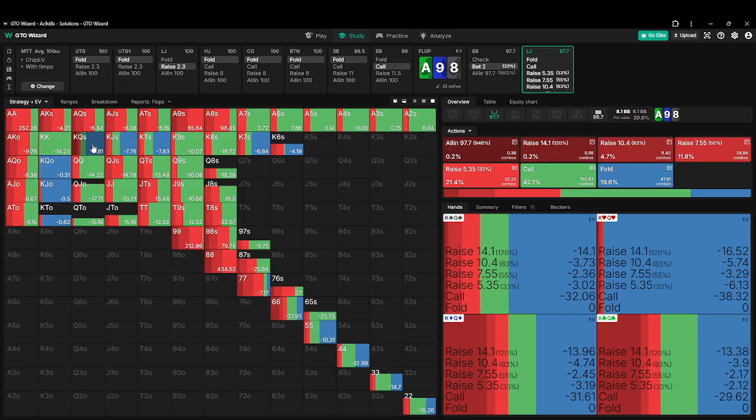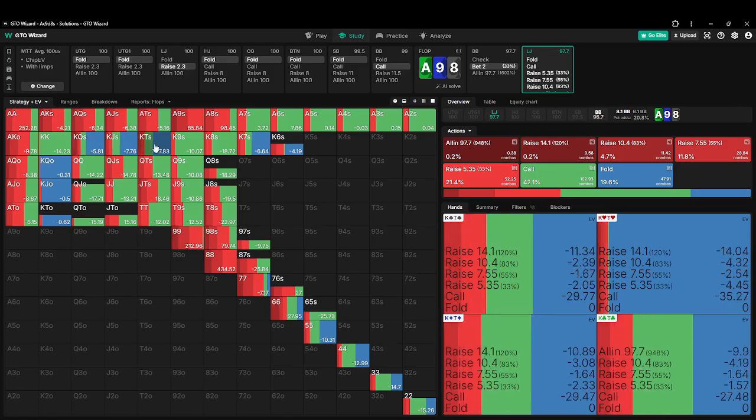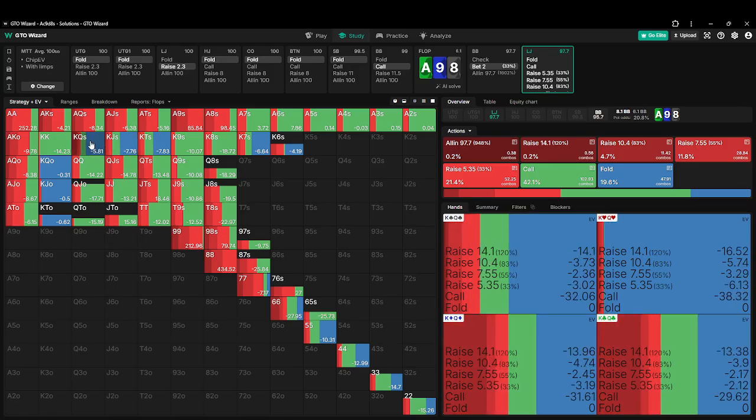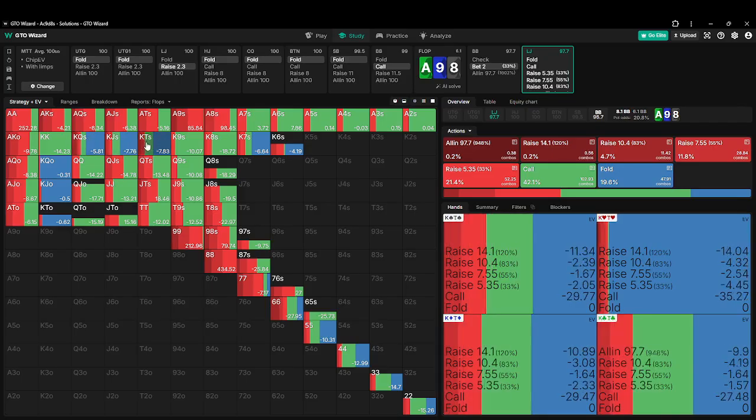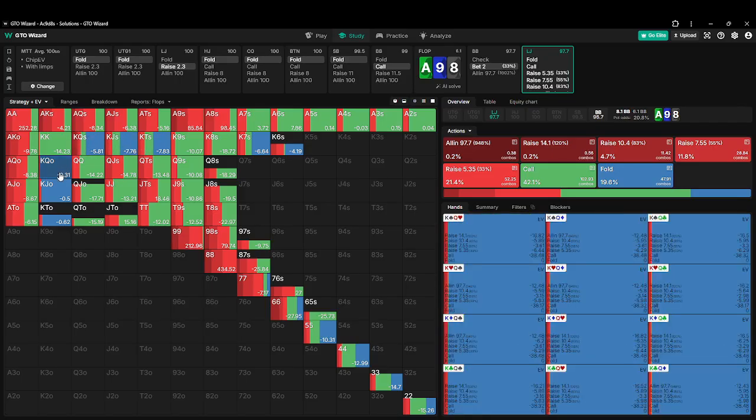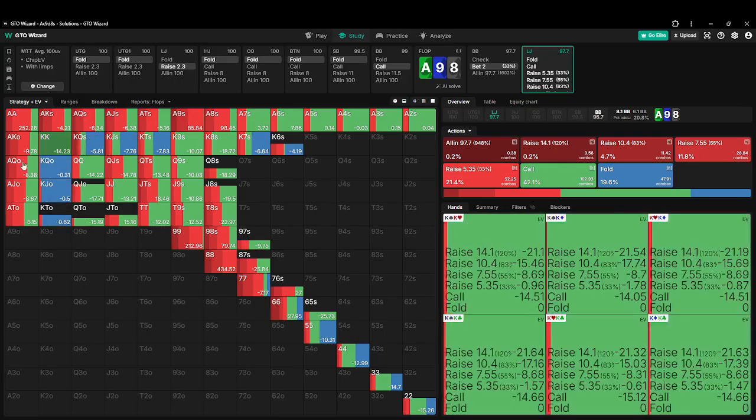Looking at the EV, it's saying that you can just fold it, you are losing money if you call or raise there. So probably it should just be a pure fold in reality, unless I'm massively misunderstanding the things shown here, but that's my understanding of it at least.